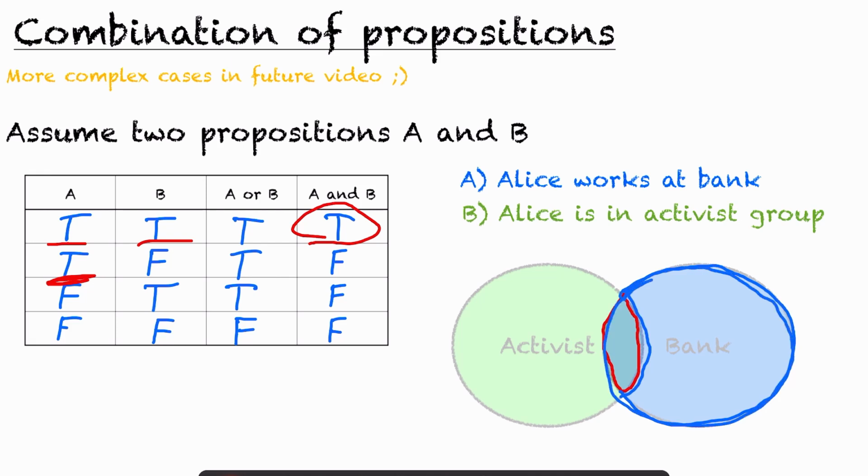What we see now is that Alice working at a bank is necessarily a bigger set than Alice working at a bank and being in an activist group, since this is a limitation of the case that Alice works at a bank. It is not possible for her to work at a bank and be in an activist group and not work at a bank. It is a logical contradiction.